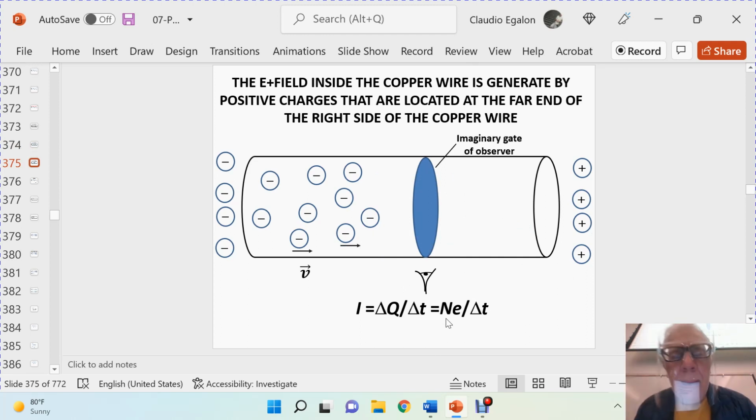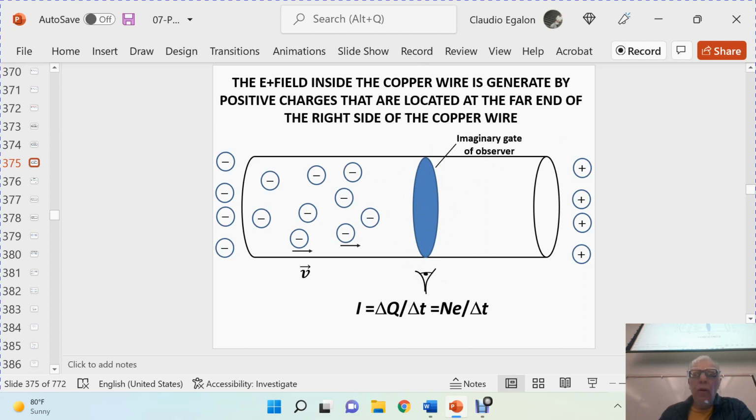How do we quantify the current? Okay, the current is quantified by the number of charges that cross this imaginary gate in the wire, this cross-sectional area here. So suppose that we could count how many electrons go through this little cross-sectional area here. Okay.